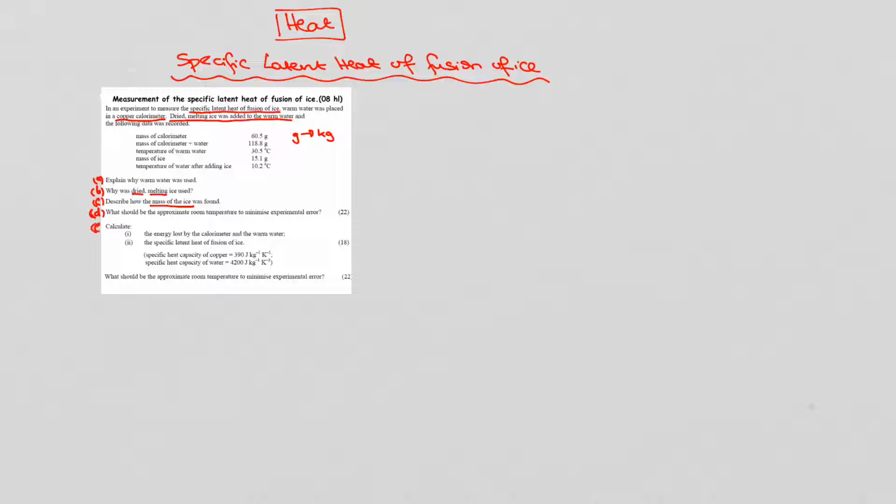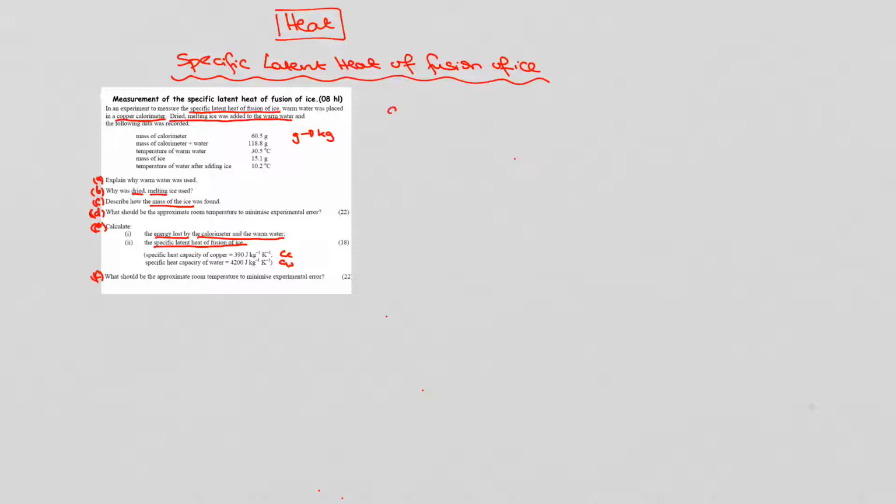And then E, we have to calculate two things. The first is the energy lost by the calorimeter and the warm water. And then the specific latent heat of fusion of ice. We're given the specific heat capacity of copper and the specific heat capacity of water. So that's going to be our specific heat capacity, small c, c for copper, and c w for water. And then F, we're asked what would be the approximate room temperature to minimize experimental error.